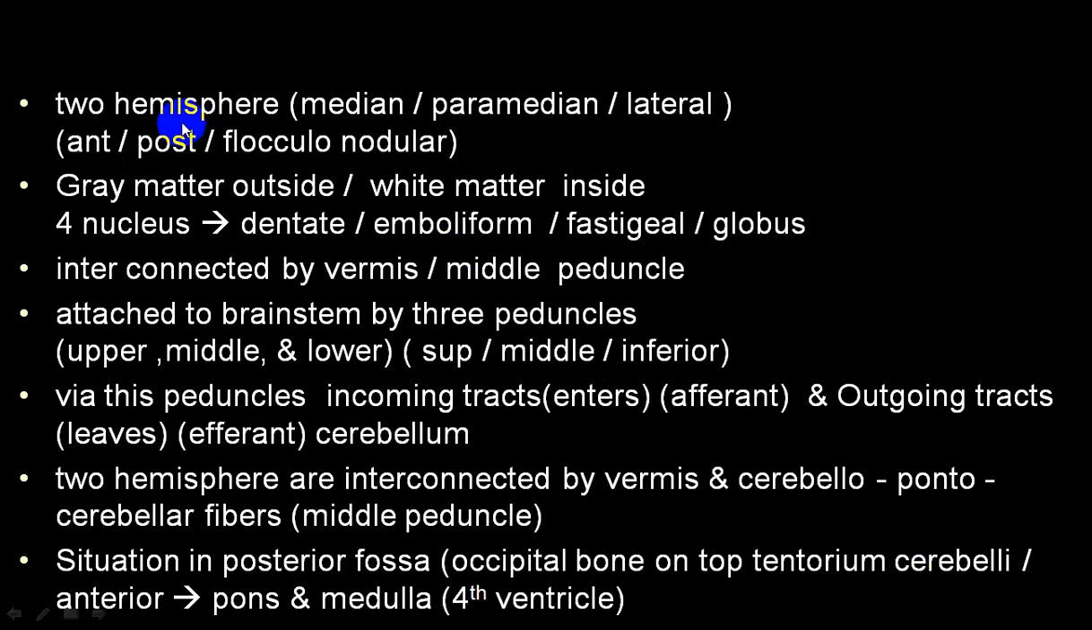So you have two hemispheres, and anterior, posterior and flocculonodular lobes. Gray matter is outside, white matter is inside. There are four main nuclei: dentate, emboliform, fastigial and globose nucleus. Both hemispheres are connected by the central part we call the vermis, and that gives rise to the cerebellopontocerebellar fibers, which run through the middle peduncle. It is attached to the brainstem by three peduncles, upper, middle and lower, or superior, middle and inferior peduncles. Via these peduncles there are incoming fibers which enter the cerebellum, or afferent fibers, and outgoing tracts, that is efferent fibers. Two hemispheres are connected by the vermis and cerebellopontocerebellar fibers, and it is situated in the posterior fossa. On the top there is the tentorium cerebelli, anteriorly there are the pons and medulla, and between those two there is the fourth ventricle.